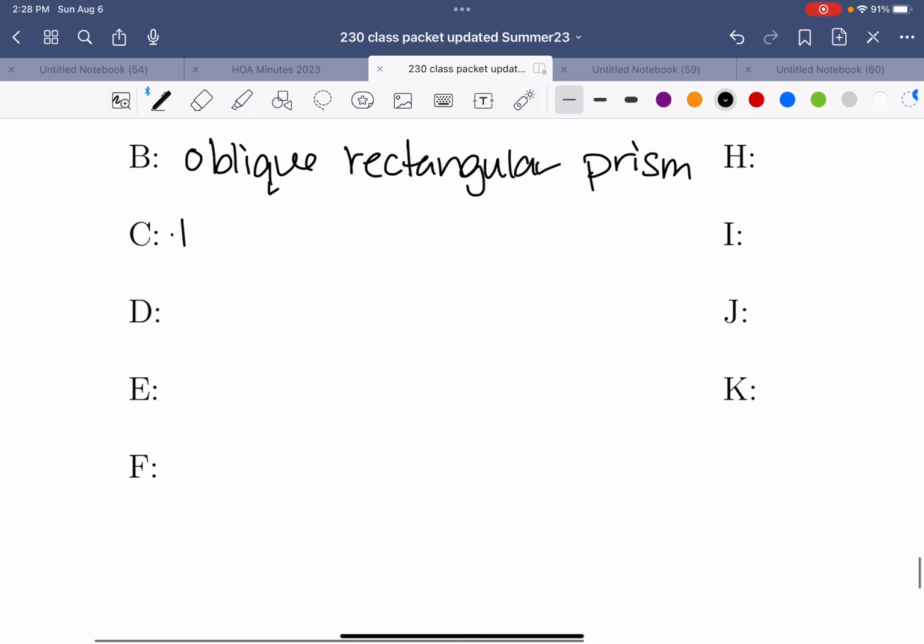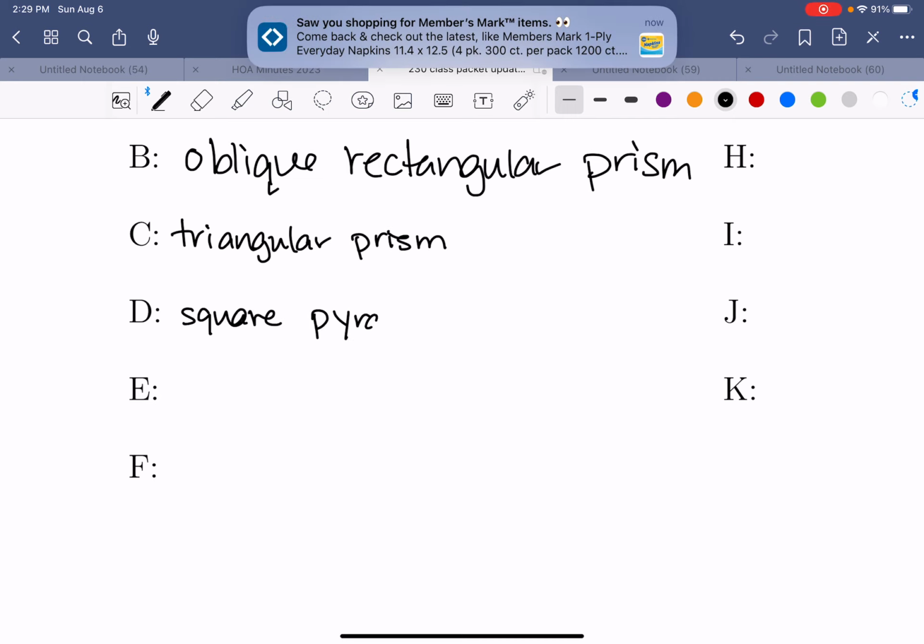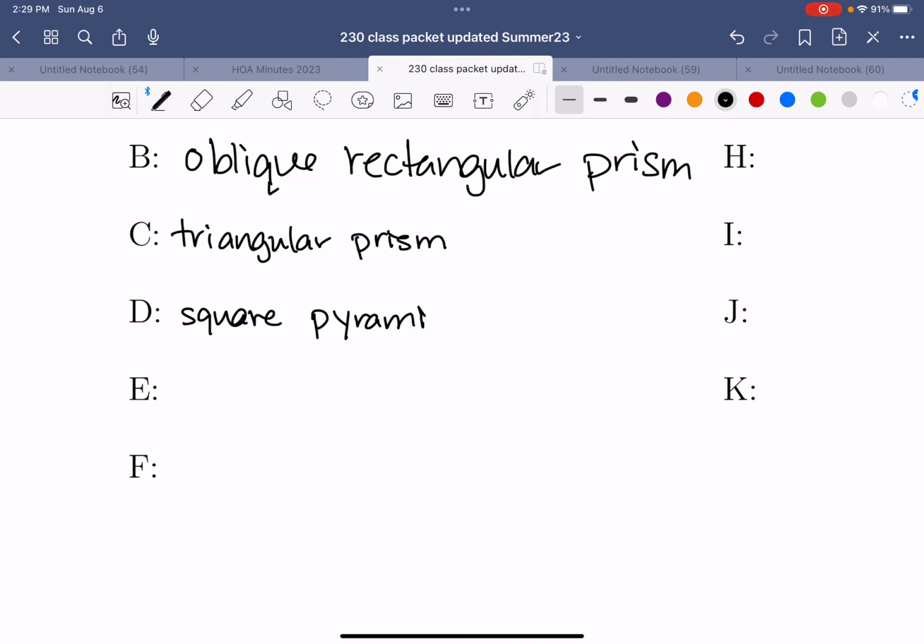Letter C is a triangular prism. That one is right. The angles are all right angles. We're just going to list it as a triangular prism for now. D, that base is a square, and it's only got one, which makes it a pyramid. Letter E is a perfect cube. And letter F is a right rectangular prism. So I'm being a little bit more specific here because we had the one that was oblique up above there.